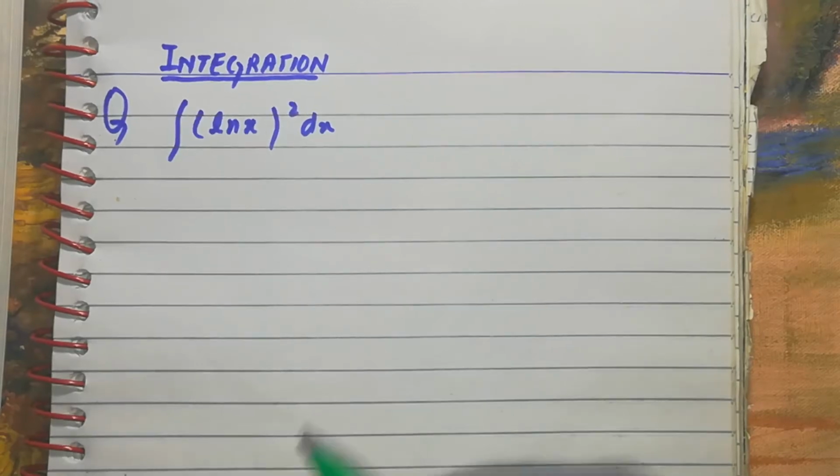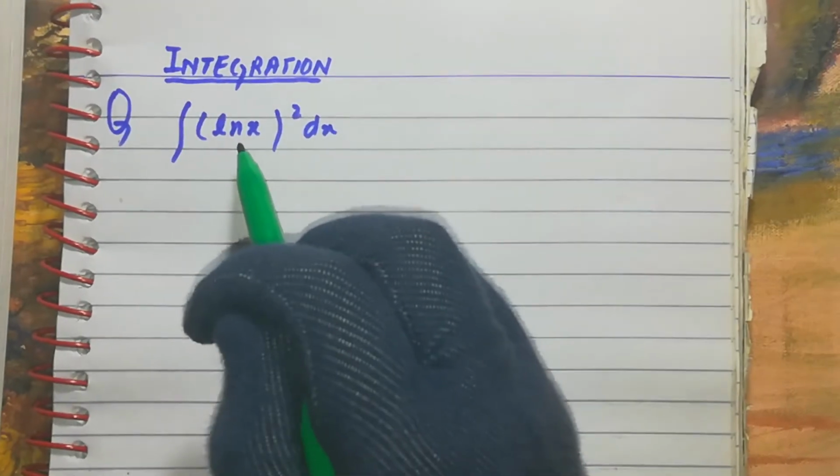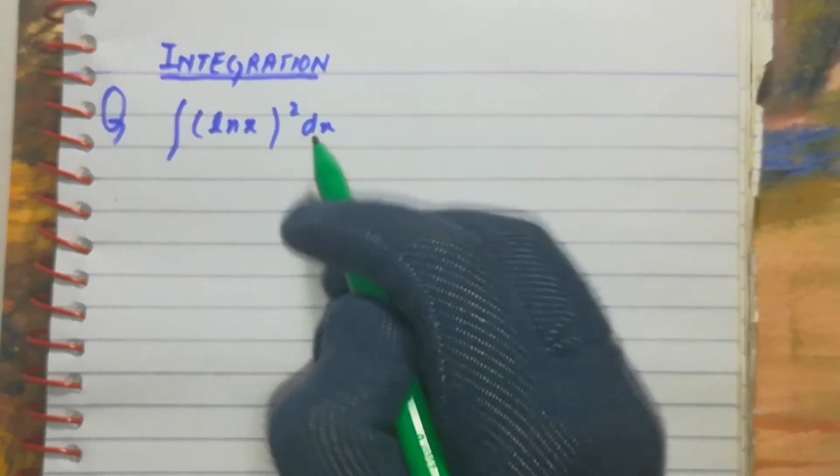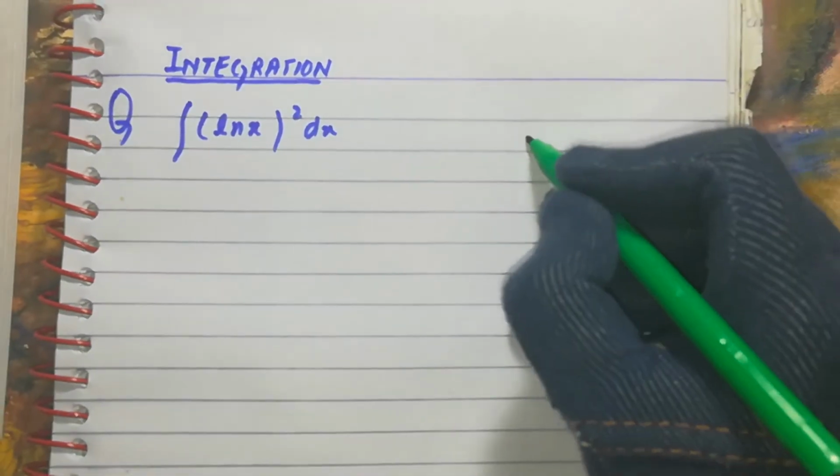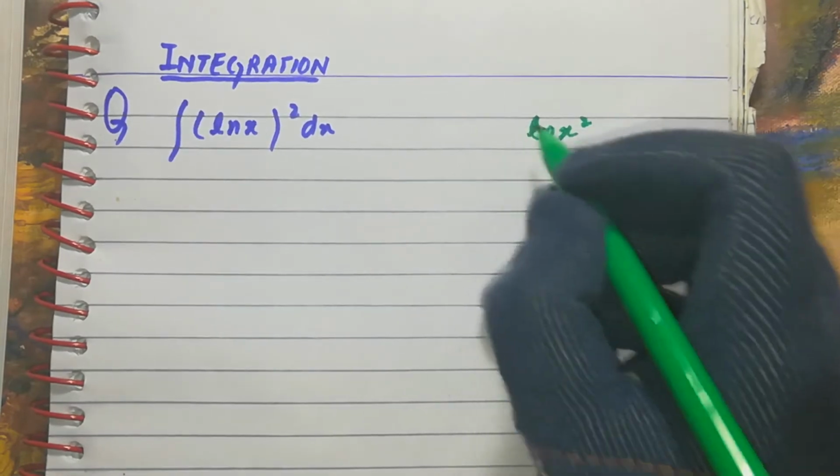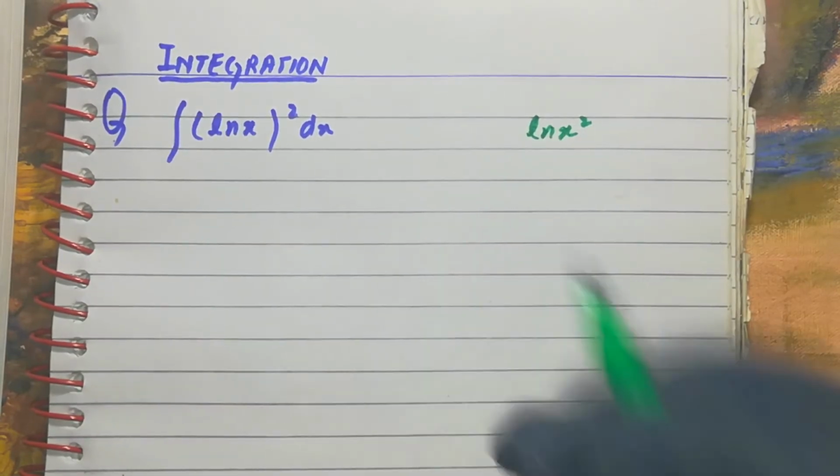Today we are going to integrate (natural log of x) whole squared dx. Note that (natural log of x) whole squared does not equal natural log of x squared, because they are not the same.